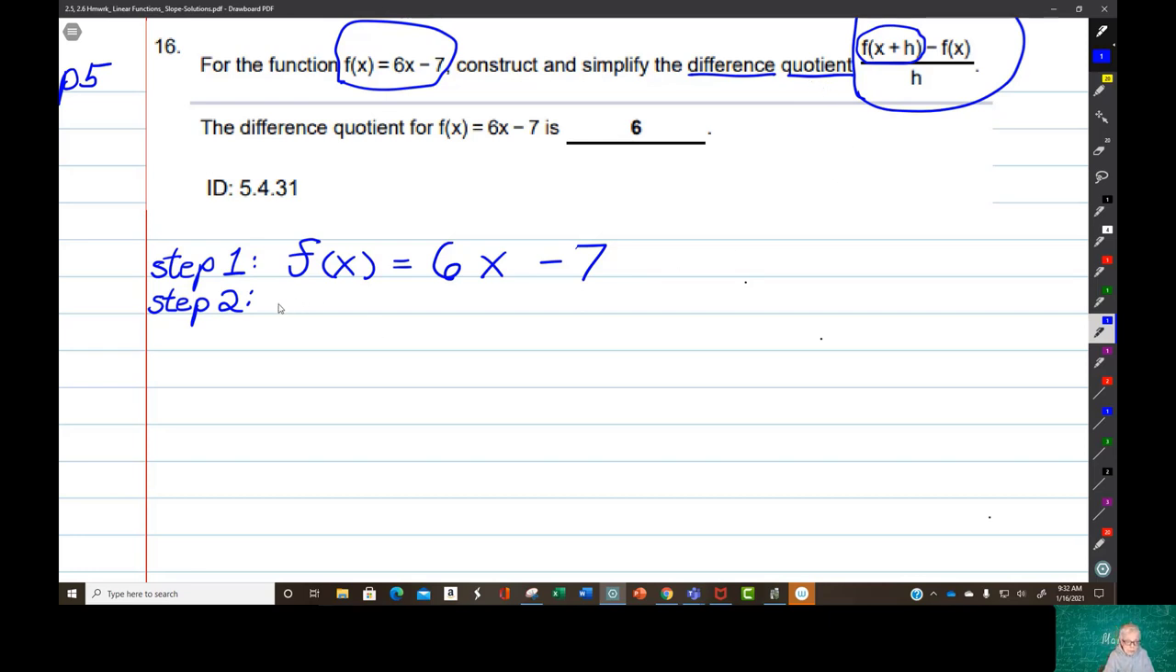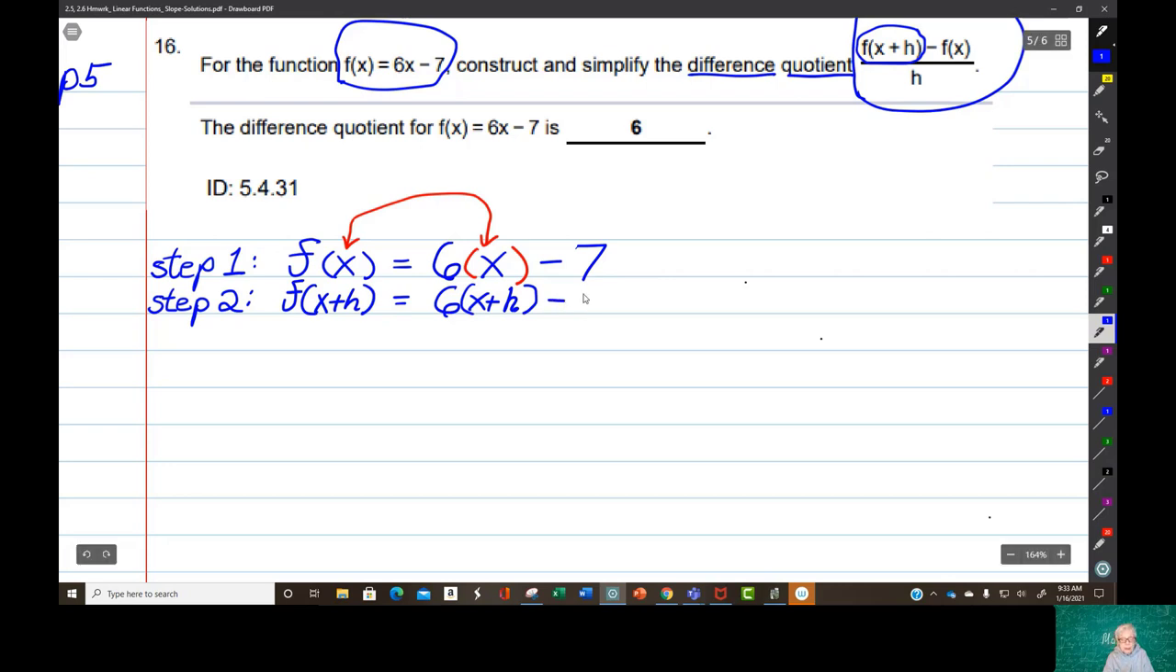So here I go. Whatever I put in here, make that red. Whatever I put in here has to go in for the x. So f of x plus h means I'm going to take x plus h and put it in there. So equals 6 parentheses x plus h. And then don't forget to bring down the minus 7, it was already there.